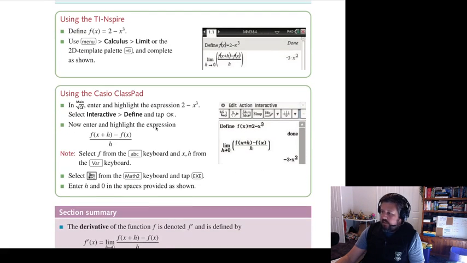There is another way in which you can use a ClassPad calculator to do this. They're suggesting you could define an expression. So from that's part B, you could define f of x as being 2 take away x cubed, and you can just type in the following limit in the function notation here to get it happening that way as well, which is useful.